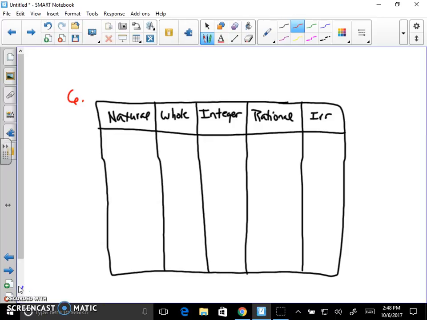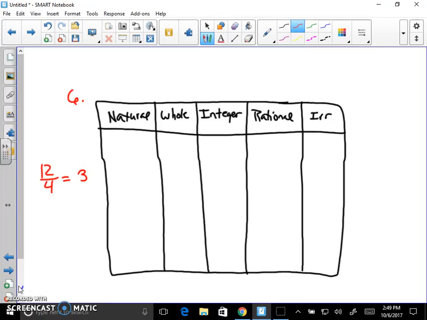The Venn diagram is like when you start at the center, so say natural. If it's natural, it's also whole, then it's an integer, it's rational, so it's like a ladder step that you go up and up and up. Well, this is a chart. It's a different way.